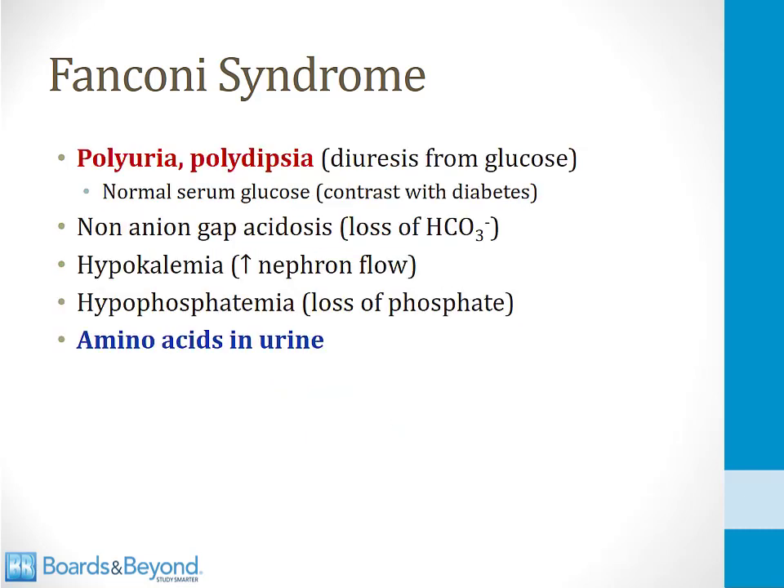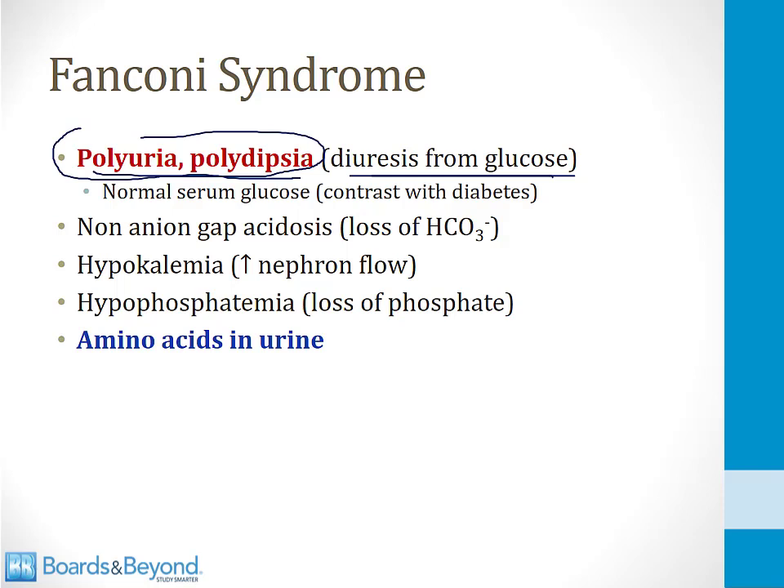The presentation of Fanconi syndrome is very similar to diabetes. That's because there is glucose in the urine, which leads to diuresis. This makes the patient urinate a lot, and then the patient becomes thirsty, so there will be polyuria and polydipsia. And in a board question, you will see a description of polyuria and polydipsia along with glucose in the urine, and you will say, aha, this is diabetes, but it's not.